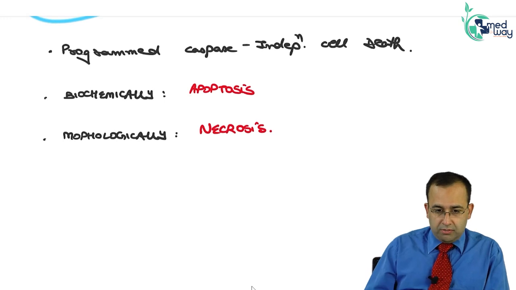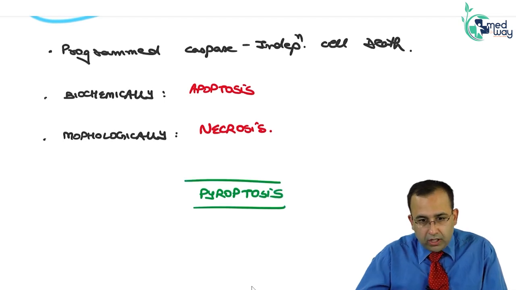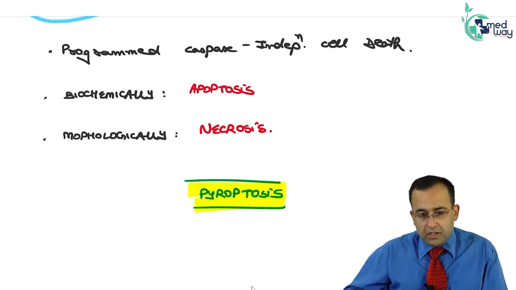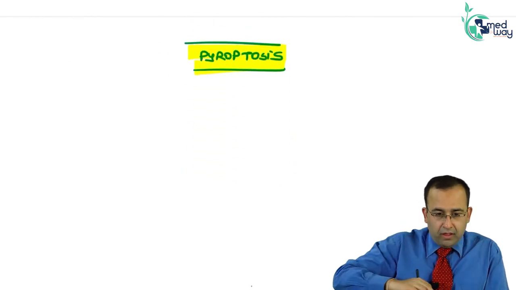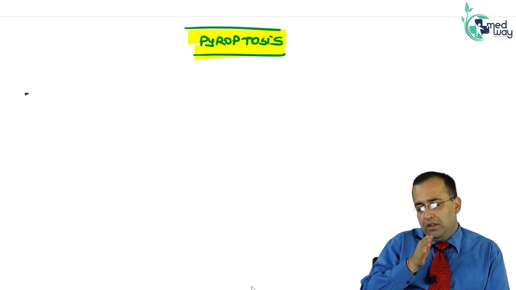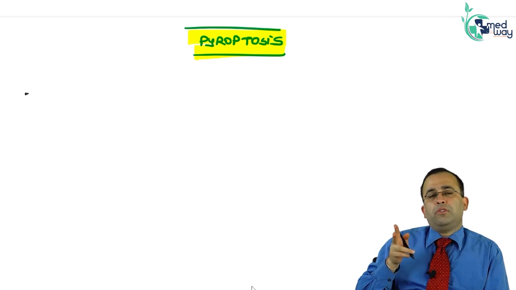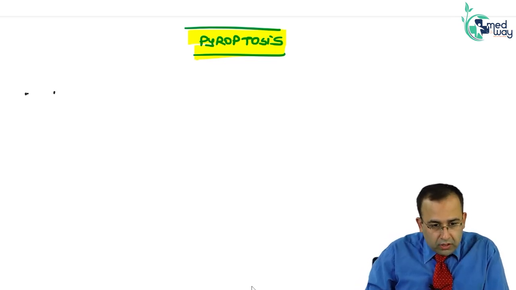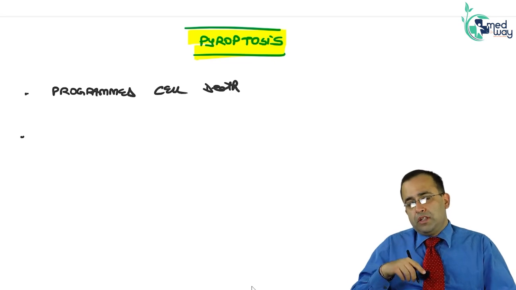Next point. Let us look at one more term, pyroptosis also. Pyro means fever. So it is fever associated apoptosis. It is apoptosis, so is it programmed or non-programmed? Programmed. So it is programmed cell death. First point, it is programmed cell death associated with fever.